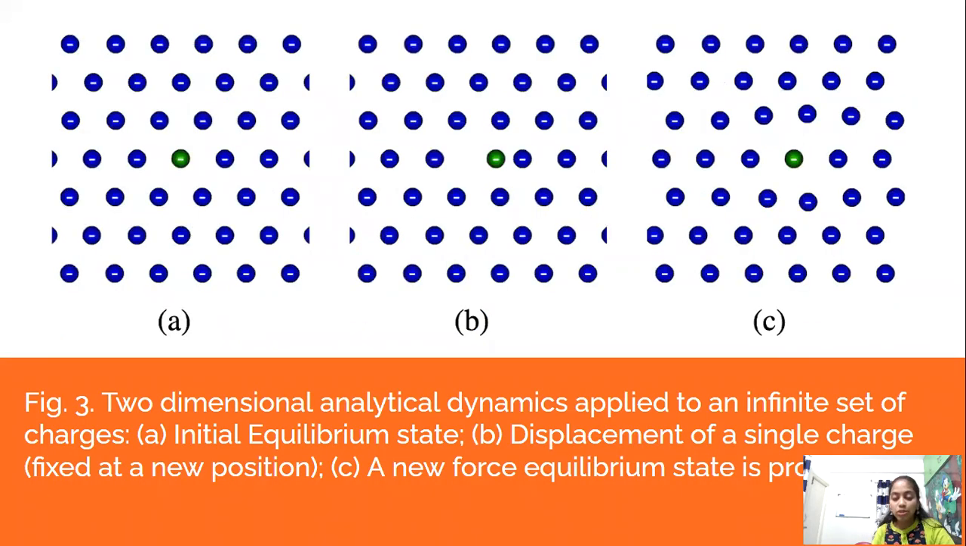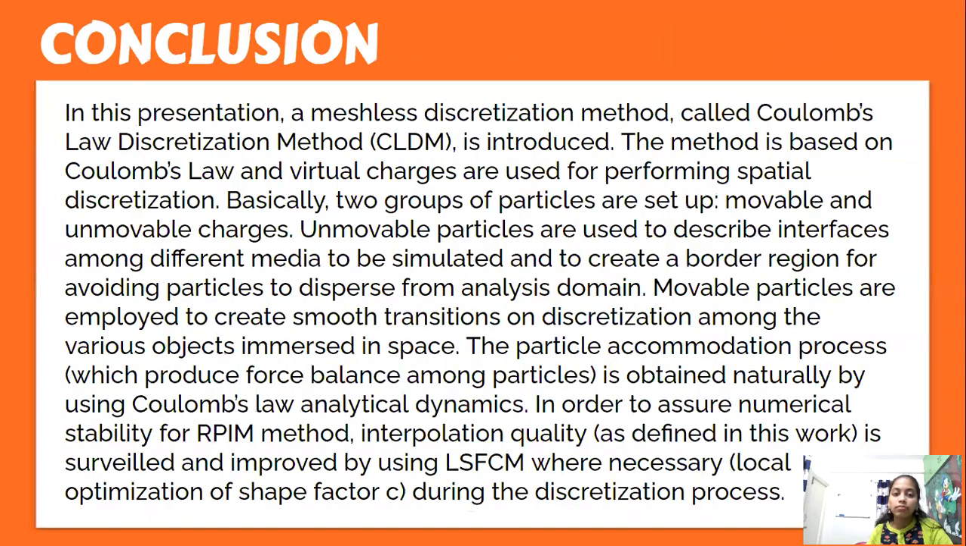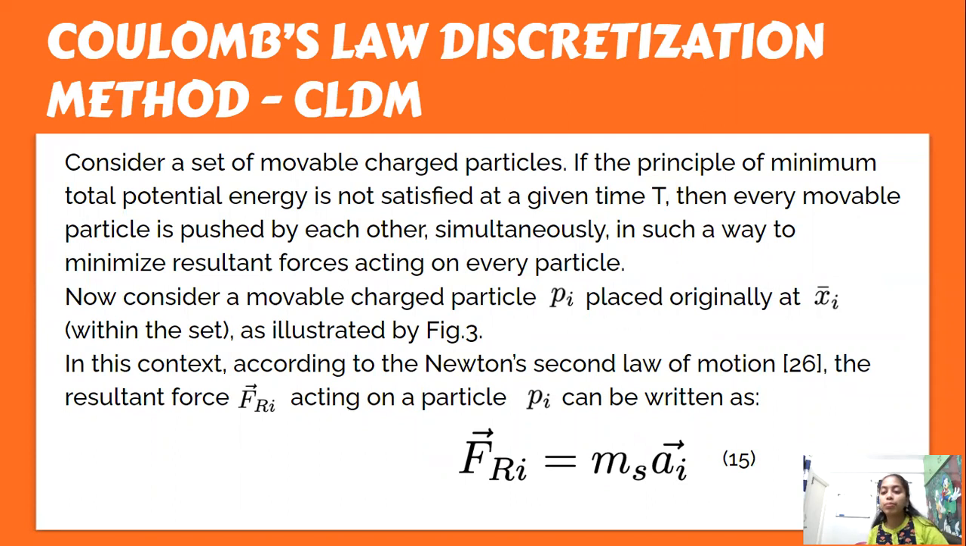So, figure 3, two-dimensional analytic dynamics applied to an infinite set of charges. A is the initial equilibrium state, B is the displacement of a single charge, and C is the new force equilibrium state. Coulomb's law discretization method, CLDM. Consider a set of movable charged particles. If the principle of minimum total potential energy is not satisfied at the given time t, then every movable particle is pushed by each other simultaneously in such a way as to minimize the resultant forces acting on every particle.